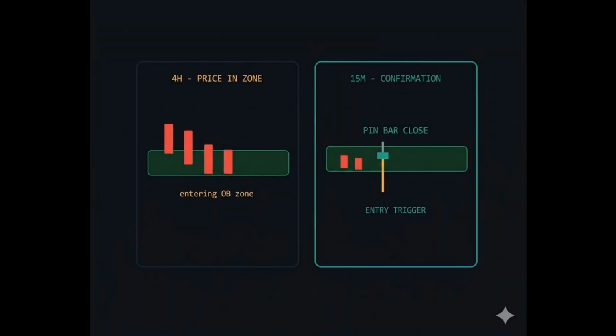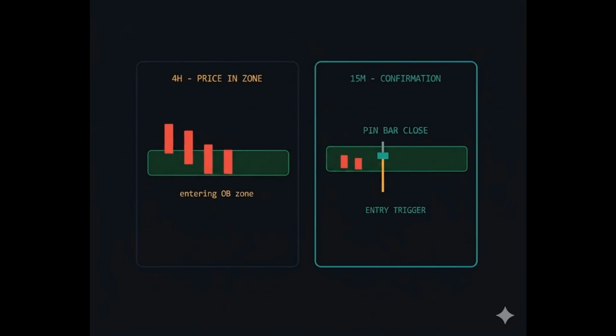Step 6. Drop to the 15-minute chart and wait for the confirmation candle. Price has swept the liquidity. It is now entering your 4-hour confluence zone. You switch to the 15-minute chart and you wait. You do not act yet. You watch.